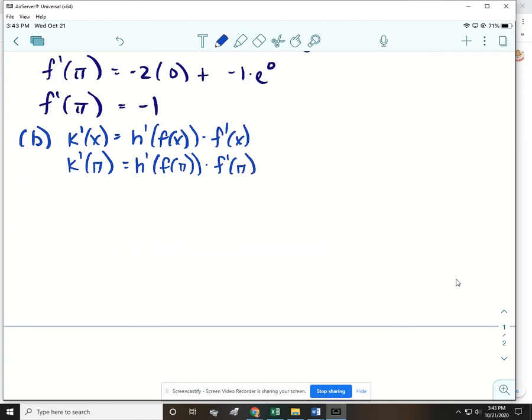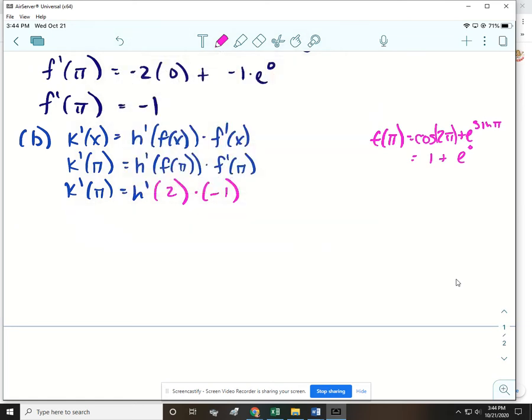All right, and then we are going to start with f of pi, and we haven't done that yet. So I'm going to move over to this side. To find f of pi, we're going to put pi into the f function. So cosine of 2 pi is 1, and then that's e to the 0 again. So 1 plus 1 is 2. All right, f prime of pi we just found was -1.